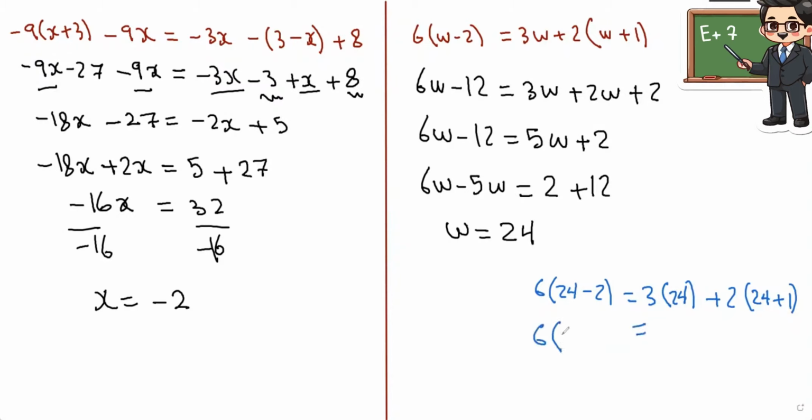This becomes 6 times 22. And this 3 times 24 is 72. Plus that's 25 in there times 2 is 50. Now this 6 times 22, you get 132. Hold on a second.